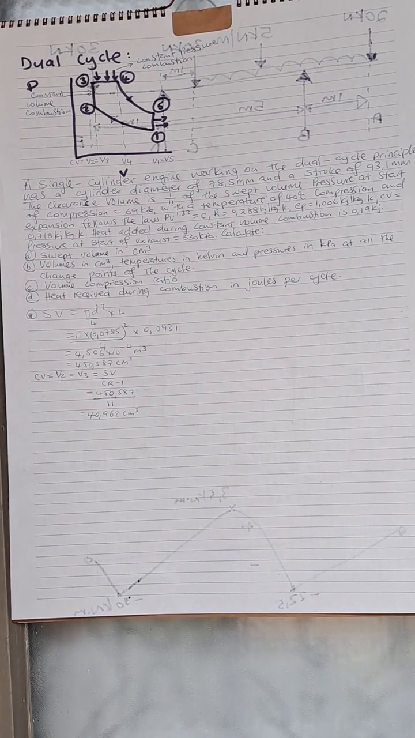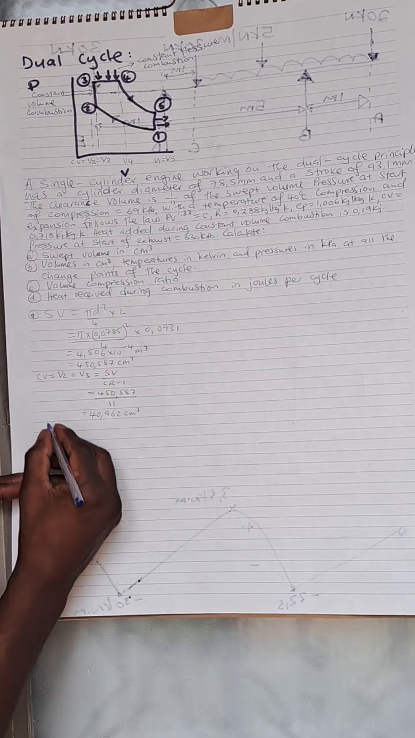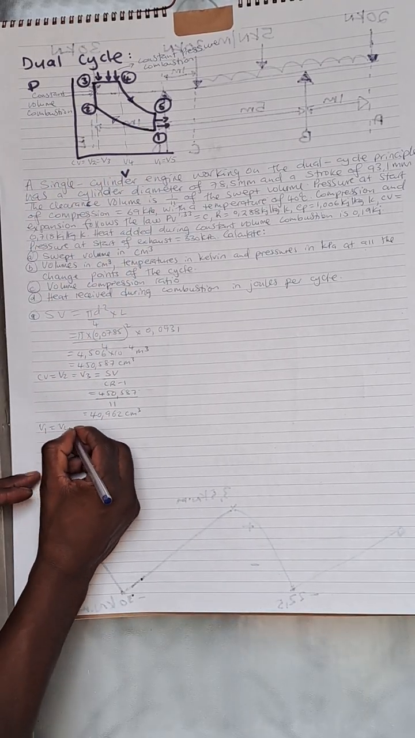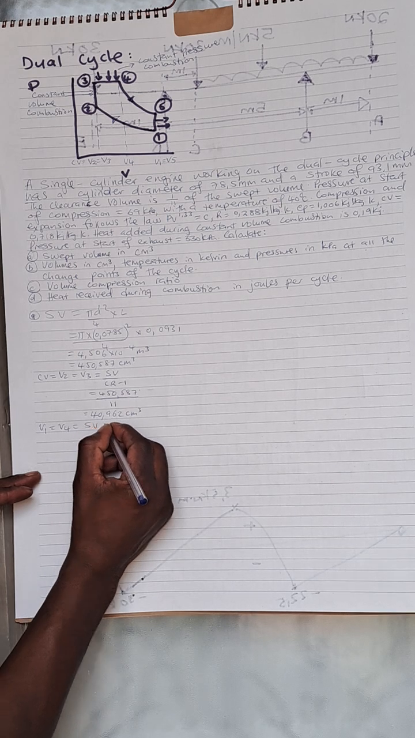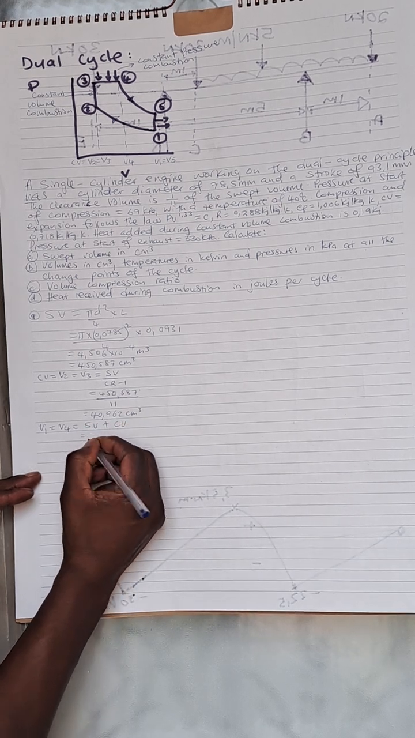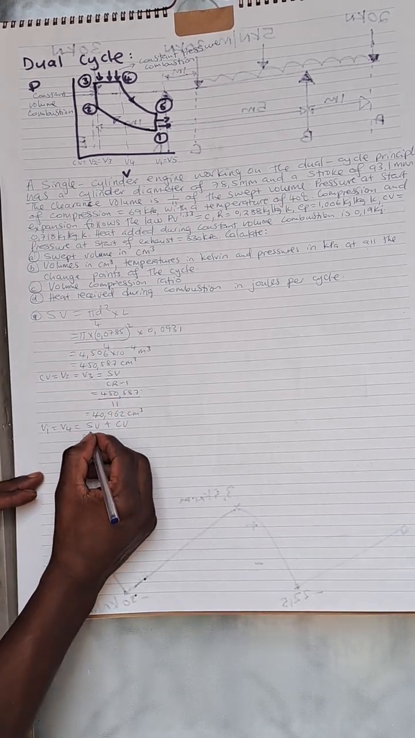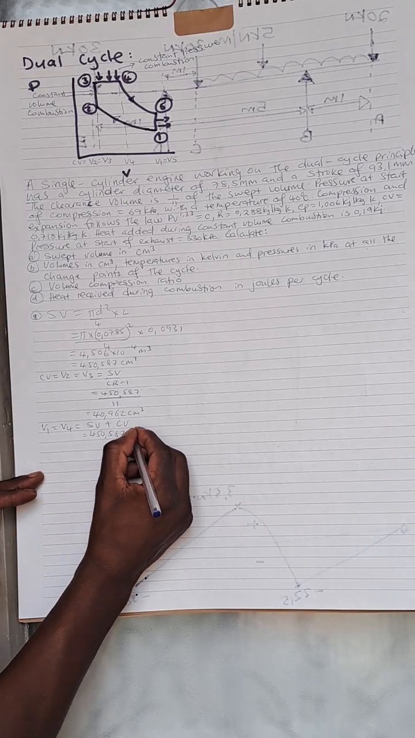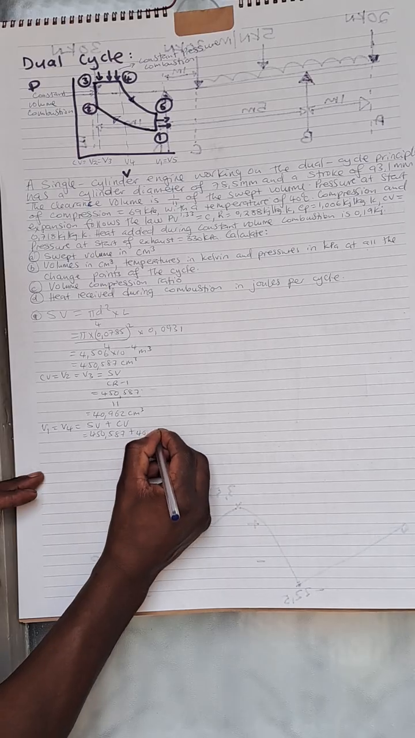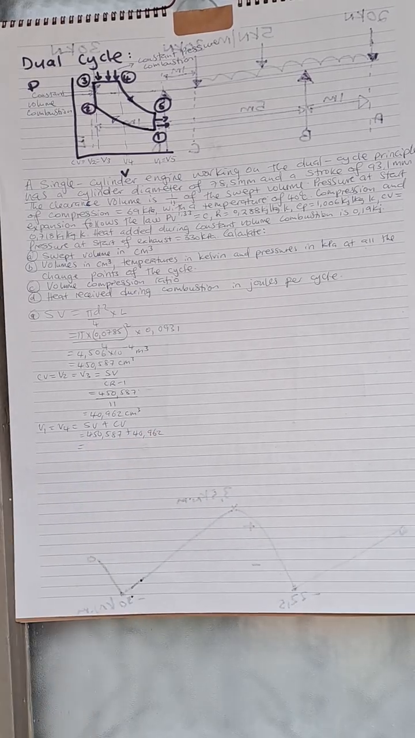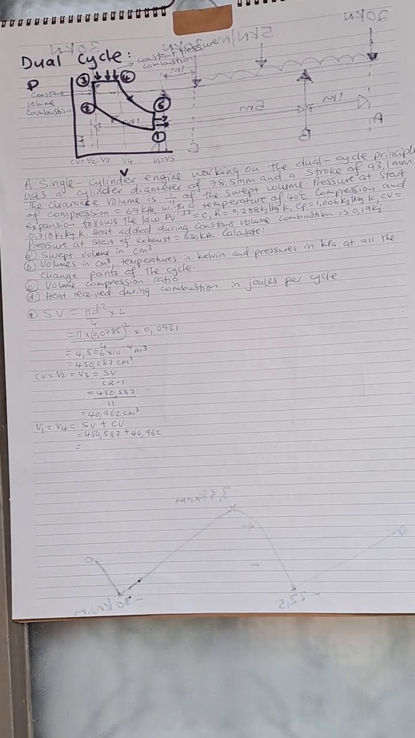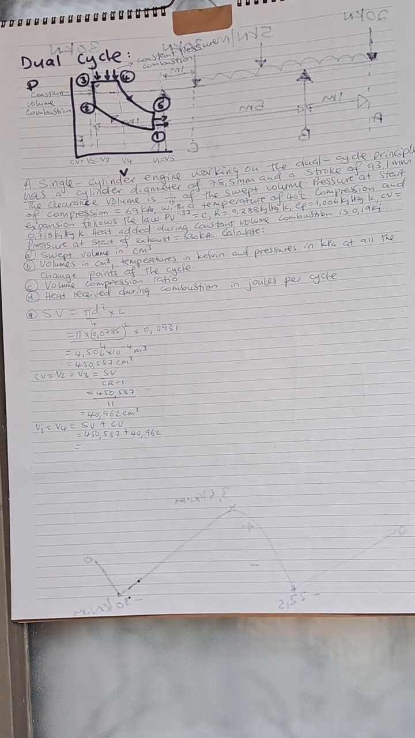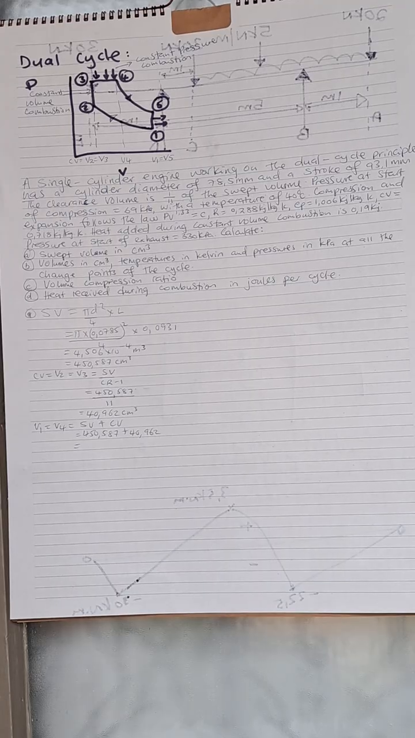So what is missing is to get our V1 and our V5. But V1 equals V5, which is equal to swept volume plus our clearance volume, which is 450.587 plus 40.962. So let's see what we are getting.